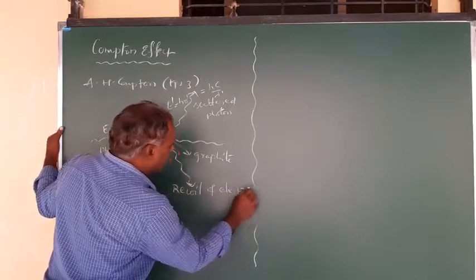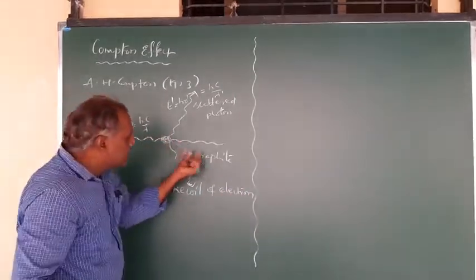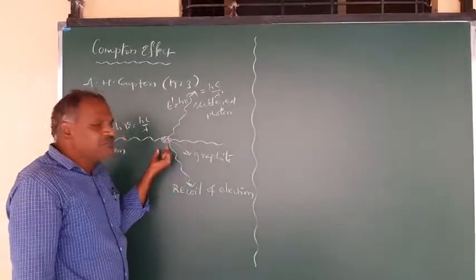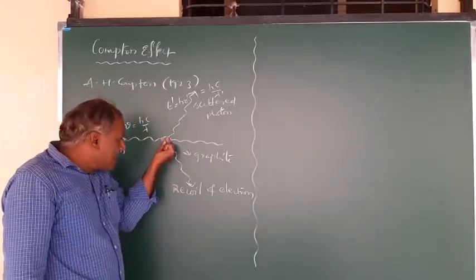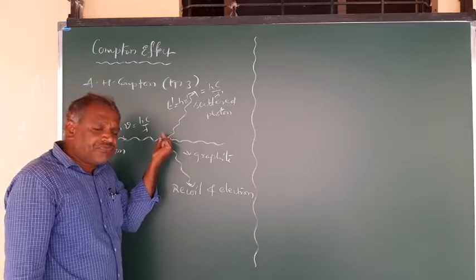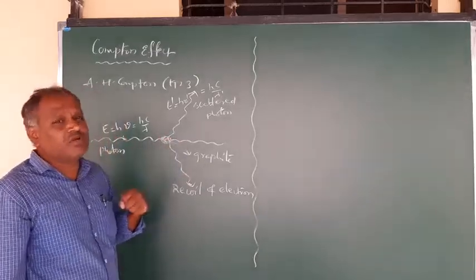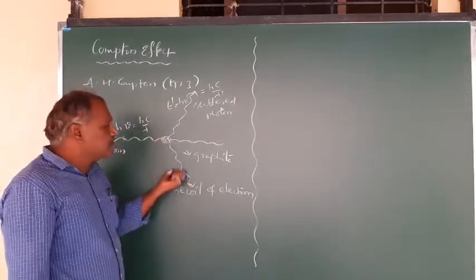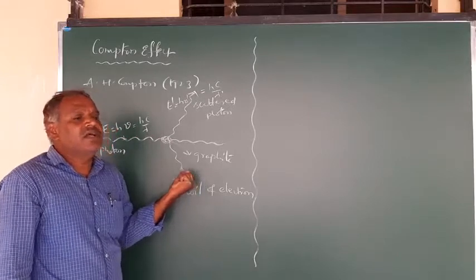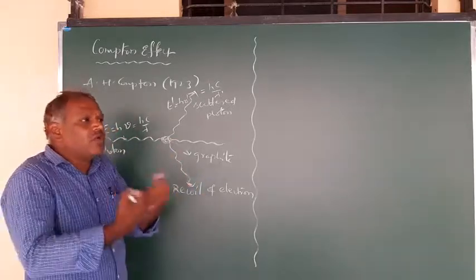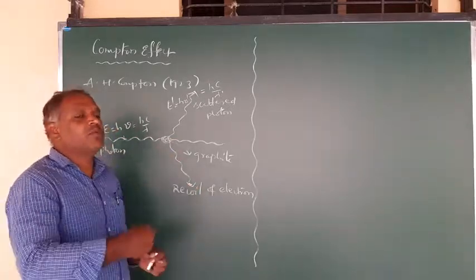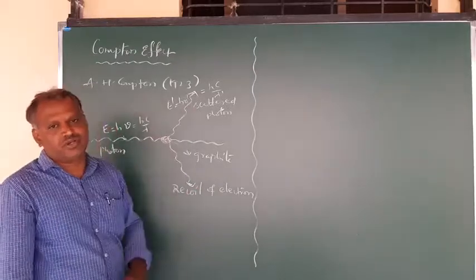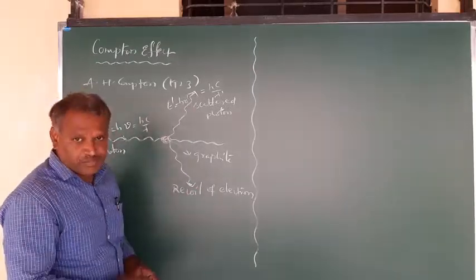because of the interaction of this photon with this matter, that is graphite, where the electrons of the atoms of the graphite can absorb a certain amount of energy of this photon. Because of that, the electron gets deflected, or it can recoil. Recoil means it moves in the opposite direction of the photon's motion. Okay, that is the recoil of the electron.